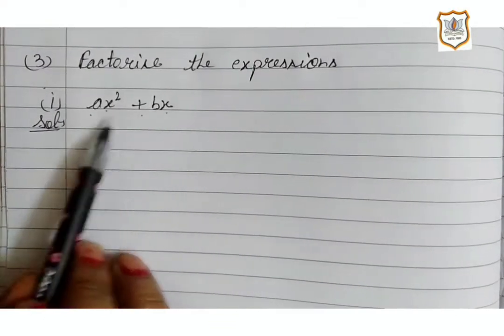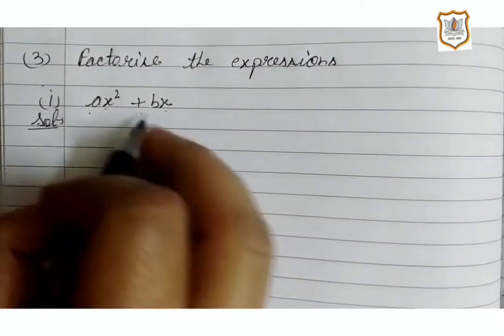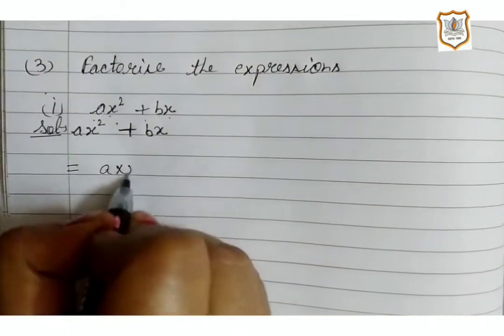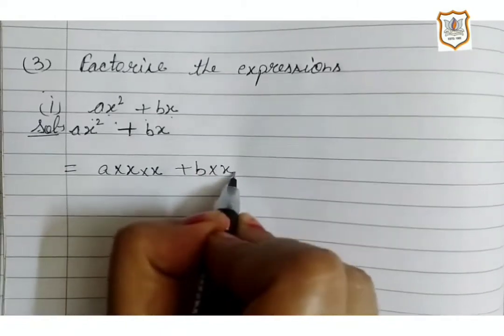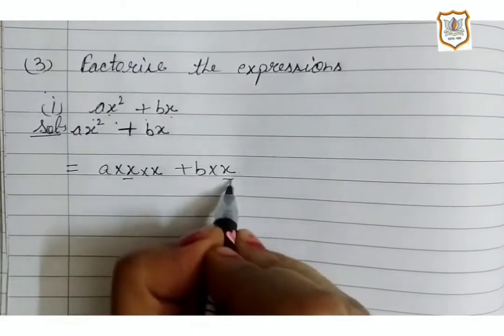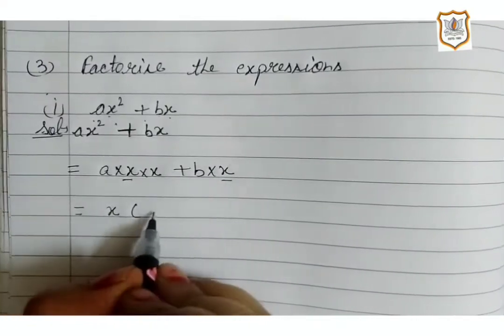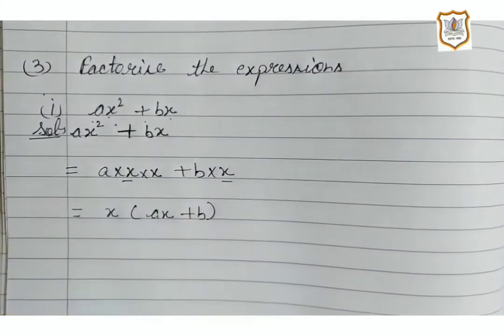So students, here first we have to find out the common factor. Here you can see x is the common factor. So first we will write a multiplied by x plus b multiplied by x. Here the common factor is x. So here we will write x in the bracket, ax plus b.